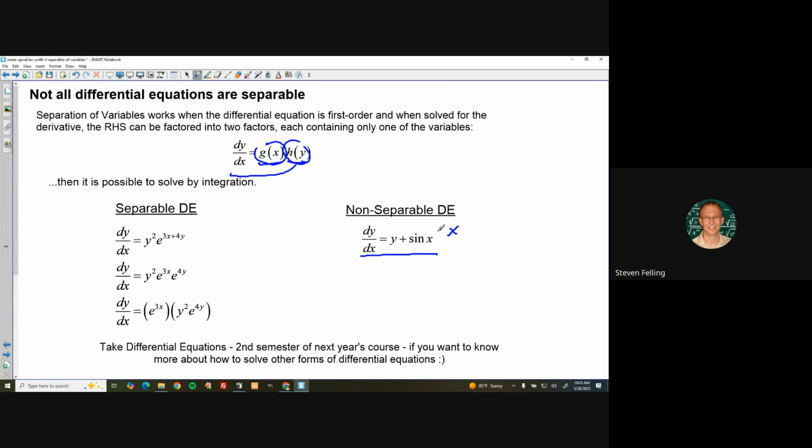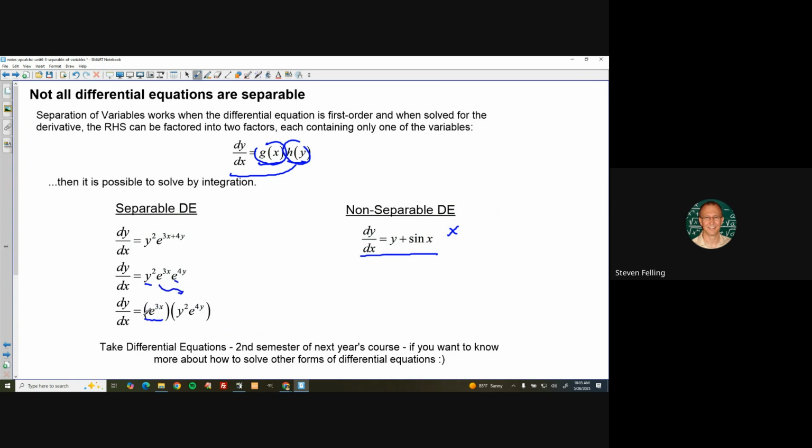And we don't have a method yet for solving this. We'd have to wait till next semester's course to solve that. We do learn methods then for solving this. But this one, although it looks more complicated, actually is separable because we've got a y squared here. We've got an e to the 3x plus 4y, which looks like it's mixed together, but that e to the 3x plus 4y can be separated into e to the 3x times e to the 4y, which means that we can bring the e to the 3x together and bring these two pieces together into the y factor.